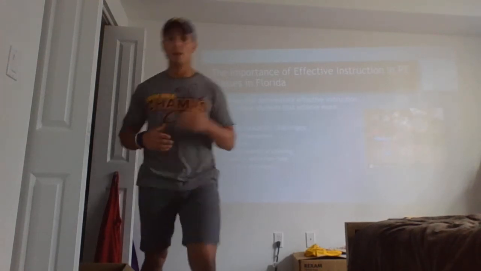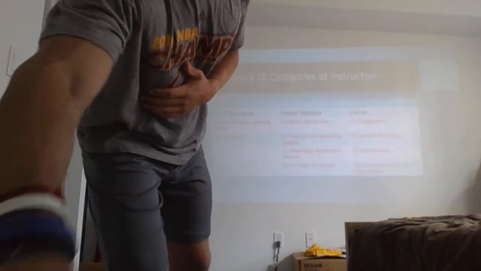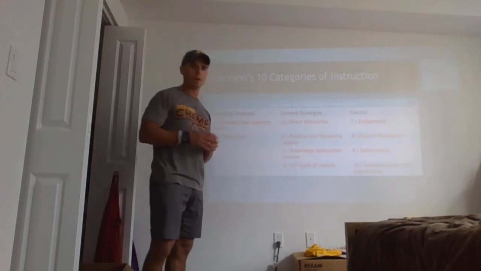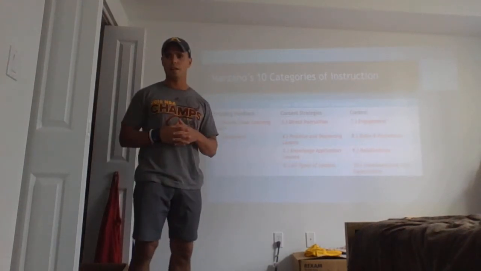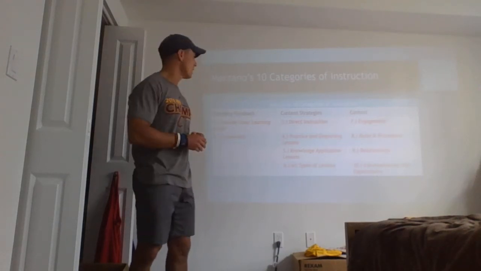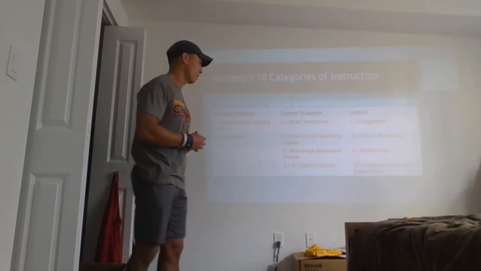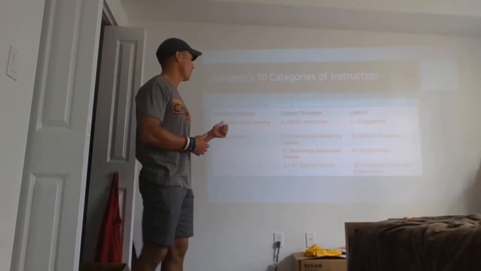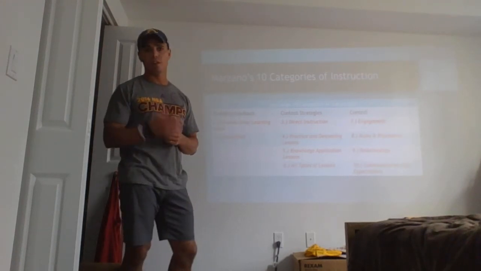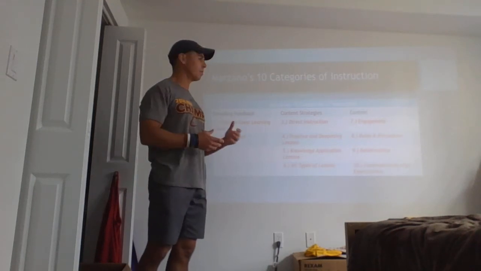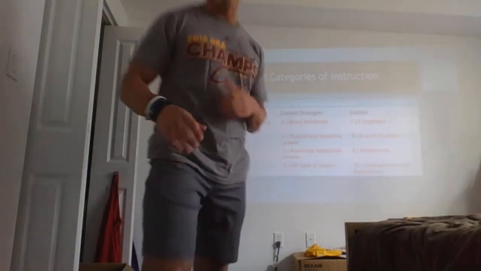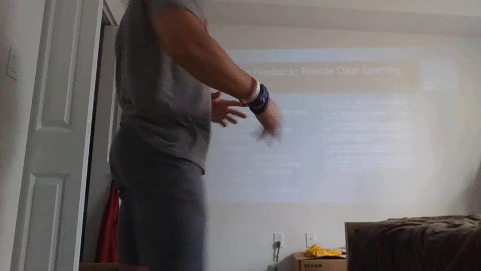So we're going to be talking about effective instruction, things that we can do in physical education. Specifically, we're going to be talking about Marzano. Robert Marzano is a famed education policymaker as well as researcher. He has 10 categories of instruction that are broken into 3 subcategories: providing feedback, content strategies, and context. These are the things he thinks are important for effective instruction. Each one of these, we're going to talk about how we can apply to physical education, specifically elementary. So we're going to start off first talking about effective instruction for providing feedback.